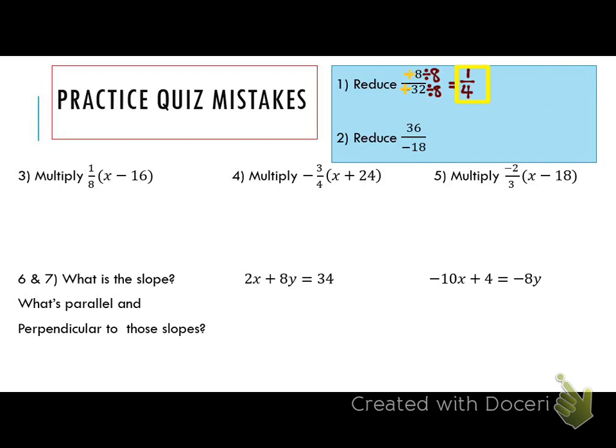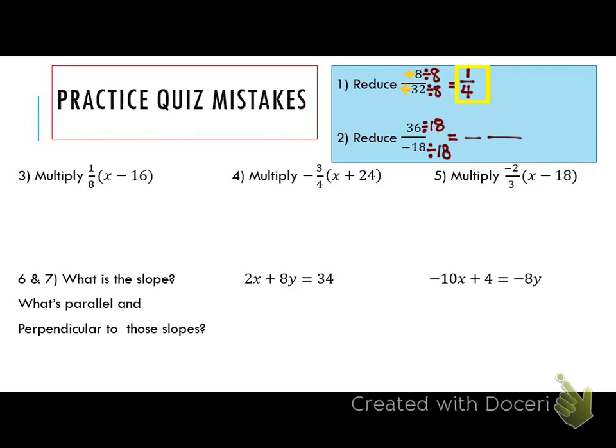This next one, 36 and negative 18. First of all, what is a positive divided by a negative? Negative. So our outcome will be negative no matter what. You can have it out in front. It doesn't matter where the negative is in the fraction, just that there's one negative. What can I divide both 36 and 18 by? 18. Yes, you guys are smart. They're both divisible by 18.